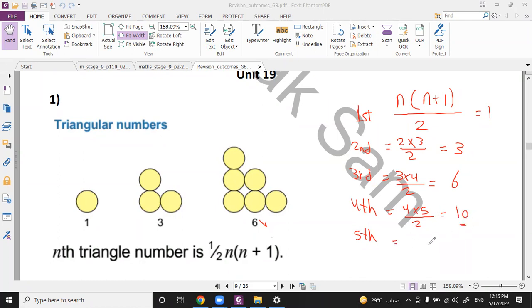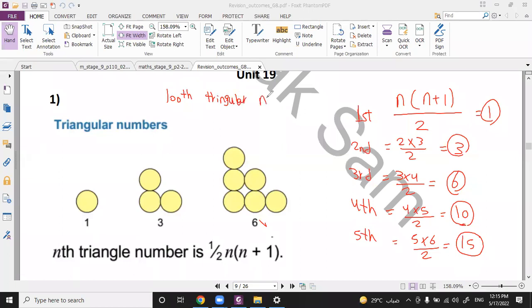What about the fifth triangular number? It's 5 times 6 divided by 2. So it's 15. So 15 is a triangular number. But before 15, it's 10. And before 10, 6, 3, 1. By using this formula, we can find any triangular number. And I'm asking you now, I want to find the 100th triangular number. How can you find the 100th triangular number?